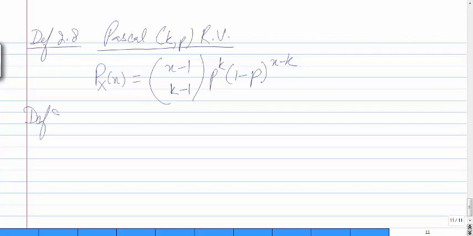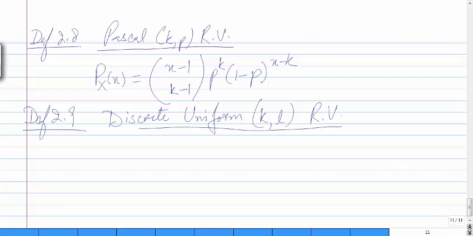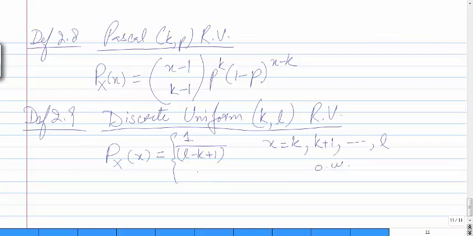So the next definition, this next random variable is a very famous one, known as discrete uniform, with parameters k and l. For a discrete uniform random variable, the main idea is that the outcomes are equally likely in this experiment, and it is represented by 1 divided by l minus k plus 1, when x starts from k, then k plus 1, and so on up to l. Otherwise it is 0. Now let's do an example for this one quickly.